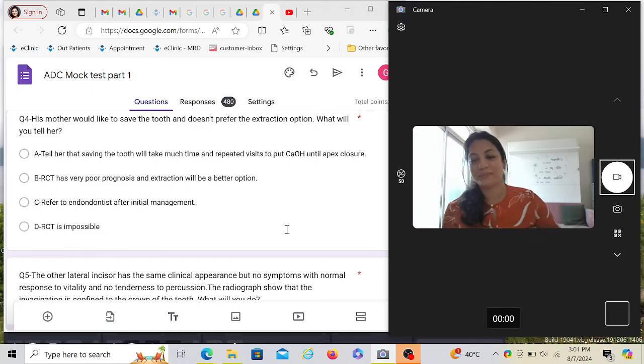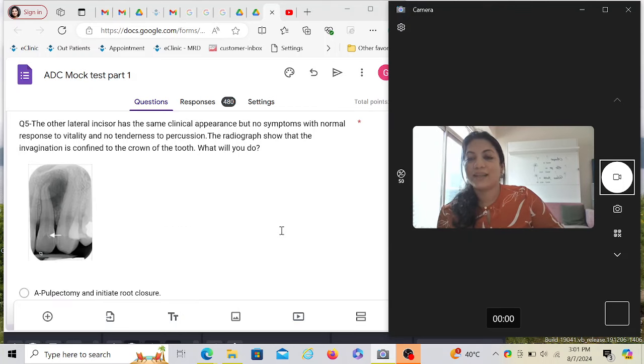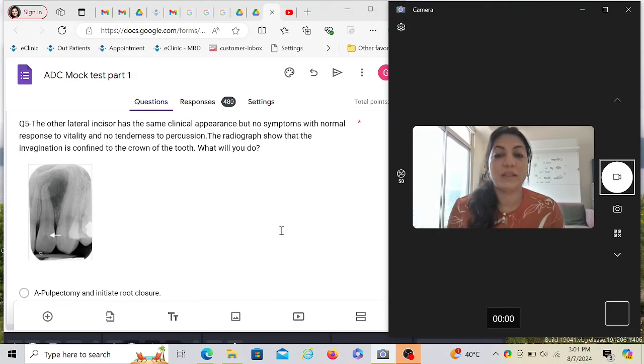And the other lateral incisor has the same clinical appearance but no symptoms, with normal response to vitality and no tenderness to percussion. Basically, it's acting like any other healthy tooth. The radiograph shows that the invagination is confined to the crown of the tooth. What will you do? So, the other side lateral.